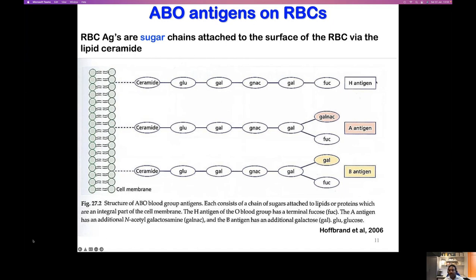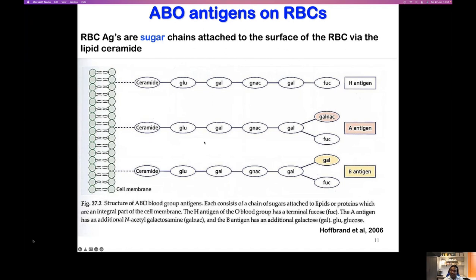So now, for example, if this person is O blood group, they will have glucose, galactose, N-acetyl galactosamine and galactose sugar, and then the terminal sugar will be fucose. So the terminal sugar will be fucose. These 5 sugar molecules are attached to ceramide and anchored to the cell membrane. So this person's blood will be considered as O blood group, or we can call this person having H antigen. We don't normally use this term. We'll just use the term O antigen.